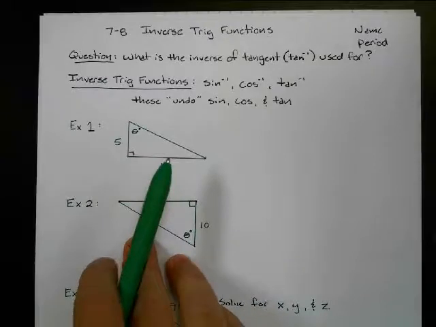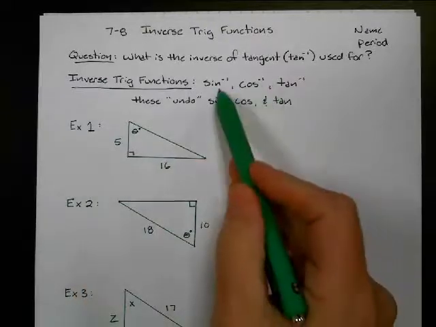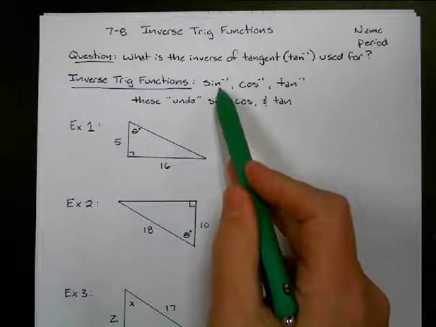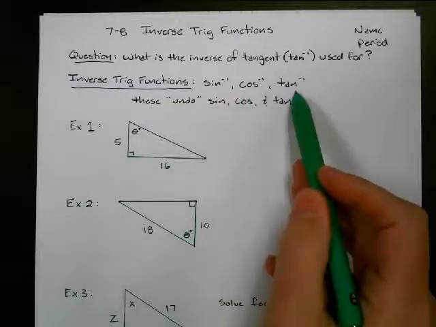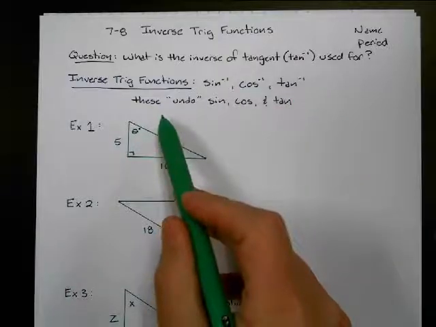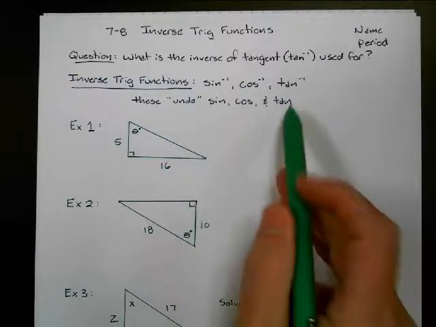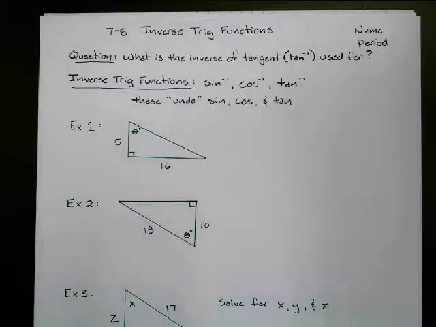So today we're going to use inverse trig functions, which would be the inverse of sine, the inverse of cosine, and the inverse of tangent. These functions undo sine, cosine, and tangent, because everything in math has an opposite, like addition and subtraction undo each other. Multiplication and division undo each other. Squaring and square rooting undo each other. So pretty much every operation that we have in math has an opposite that undoes it. We call it inverse here.